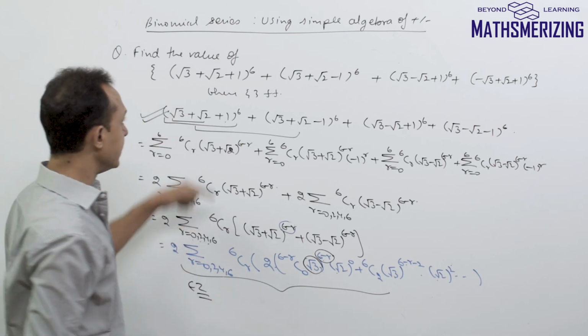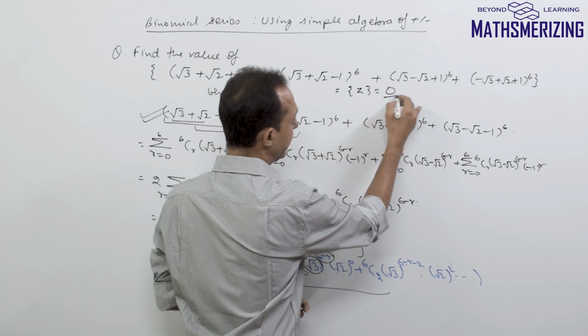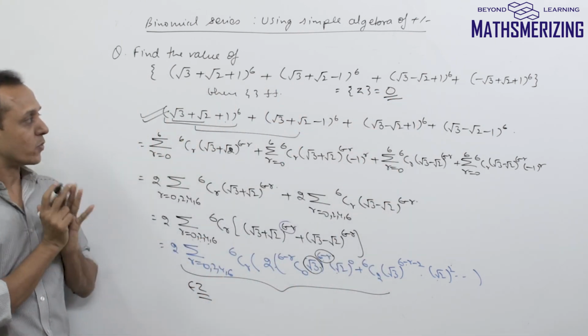Now when this number is an integer, and I have to take the fractional part of any integer, the fractional part of any integer is simply 0. So the answer to this question is 0.